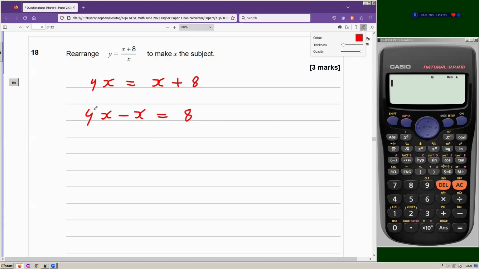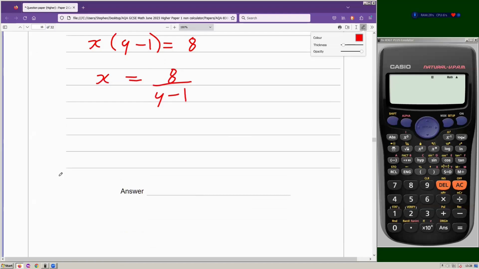Now I'm going to take the x's out as a common factor. x(y minus 1) equals 8. Now divide both sides by y minus 1. x equals 8 over y minus 1. Okay, that's it. Better put it in there.